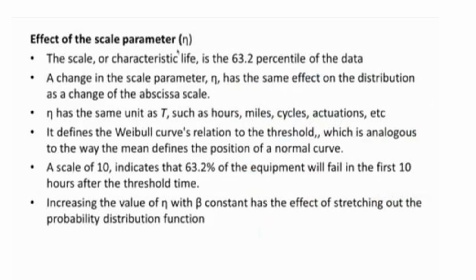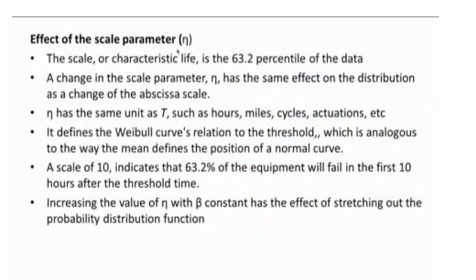So what is the effect of the second parameter, that is the scale parameter? Scale, or the characteristic life, is the 63.2 percentile of the data. A change in the scale parameter has the same effect on the distribution as a change of the abscissa scale. Eta, the symbol of the scale parameter, has the same unit as t, time, such as hours, miles, cycles, actuations, anything. It defines the Weibull curve's relation to the threshold, which is analogous to the way the mean defines the position of the normal curve.